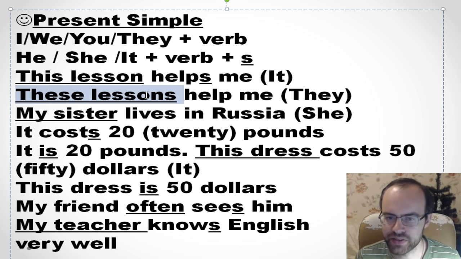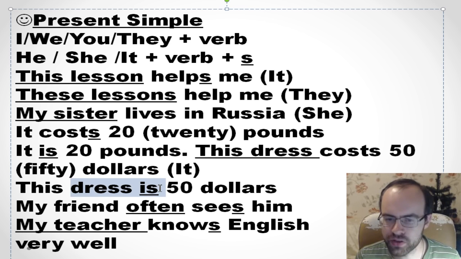My sister lives in Russia. My sister means she. She lives in Russia. It costs 20 pounds. Or you can also say it is 20 pounds. So you don't have a verb here. This dress costs $50. We say costs because this dress means it. This dress costs $50. Or this dress is $50.